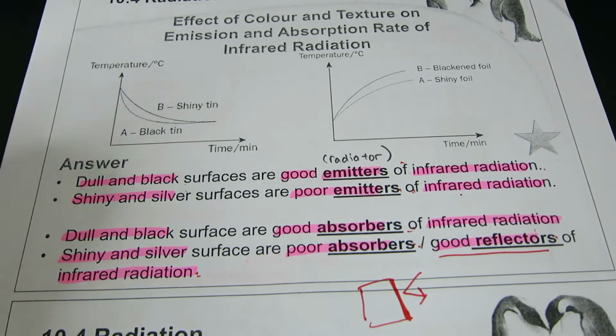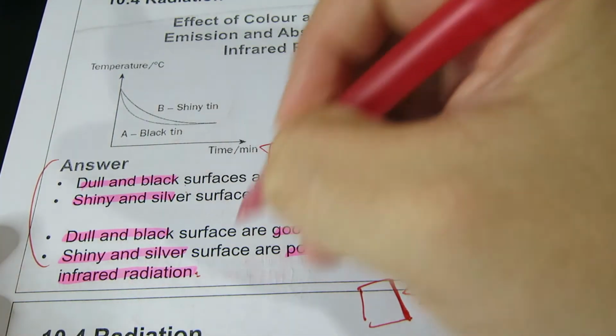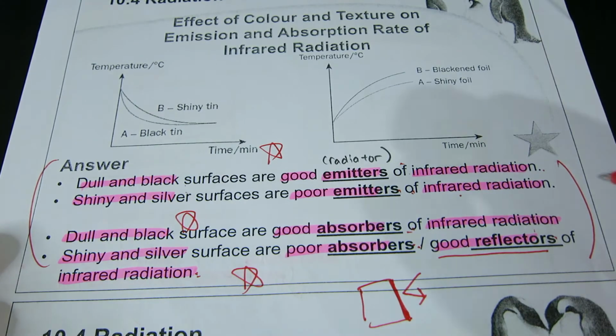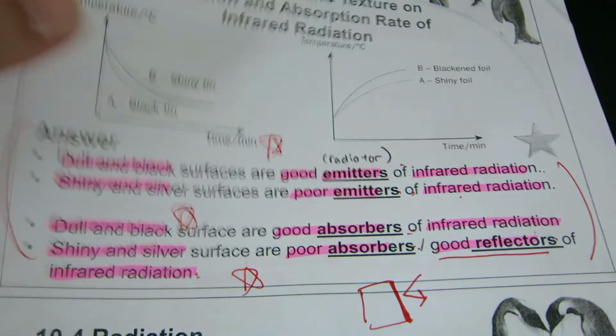Alright, so color and texture will affect the rate of infrared radiation, and based on the application we want, we will explore this a little bit in a few minutes time. We will want certain objects to be dull and black, and we want certain objects to be shiny and silver.